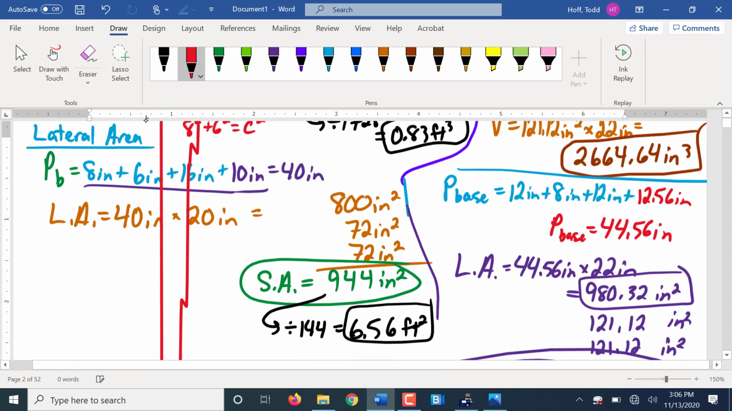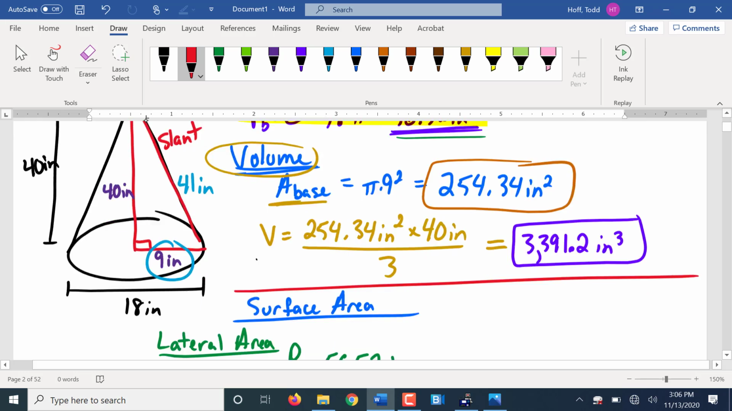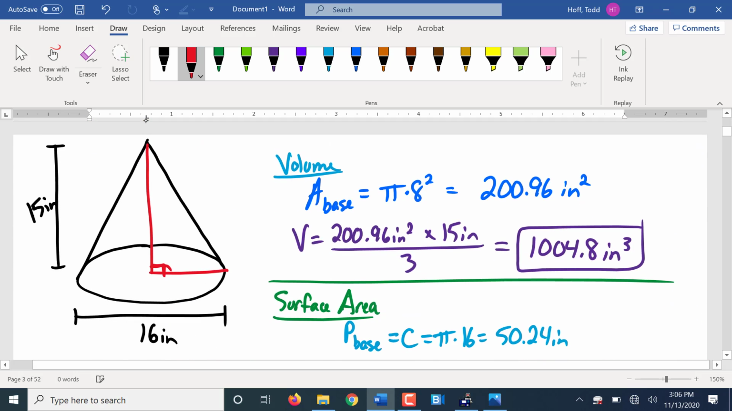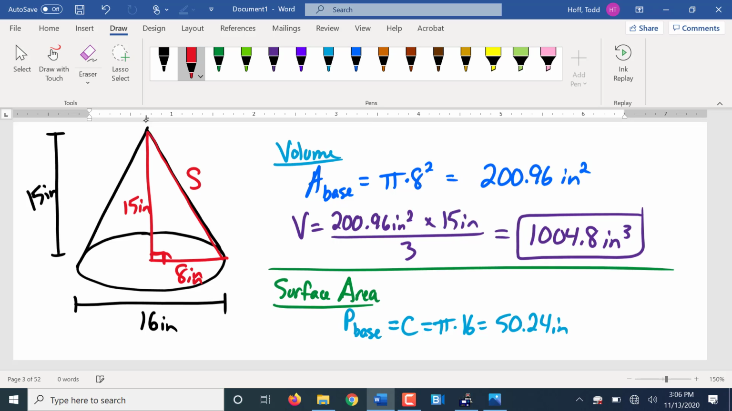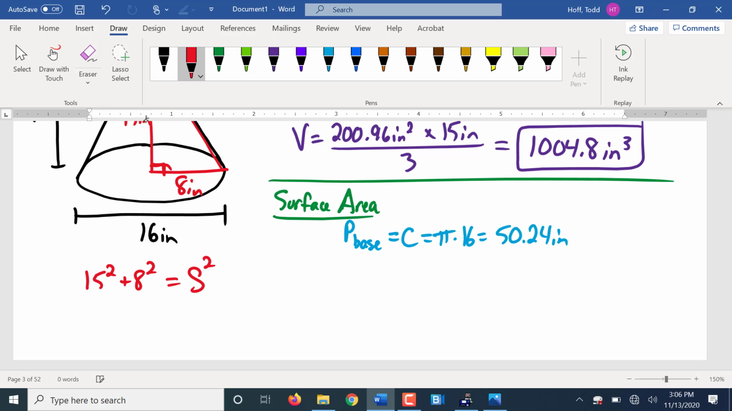We need our slant, right? The slant. Something seems a little off there. So this will be 15. This is going to be 8, right? So it'll be 15 squared plus 8 squared equals the slant squared. There you go. We get 17 inches for our slant.